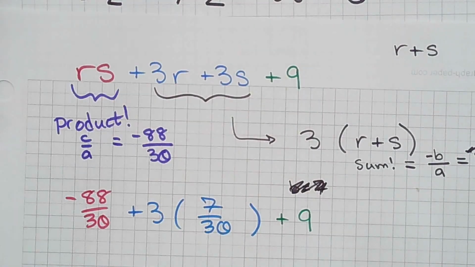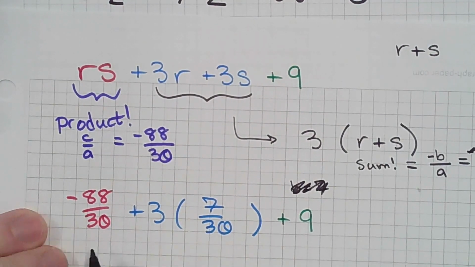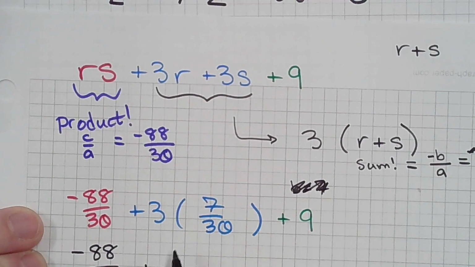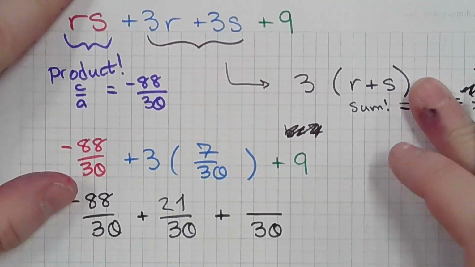So I'm actually going to keep that 30 since these have common denominators right now. And I'm going to write this as negative 88 over 30. And instead of dividing out and making that a 10 and that a 1, I'm going to make this 21 over 30, which I know could be simplified. Then for this, I need 30ths for that 9. Oh boy, there we go.